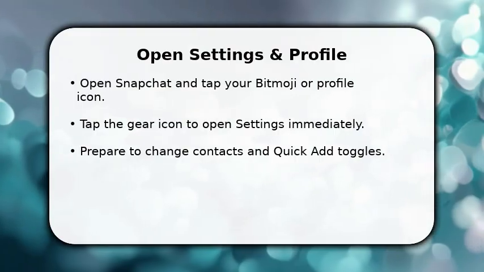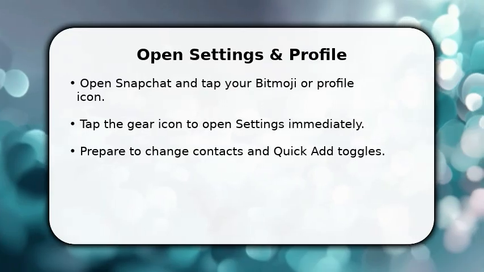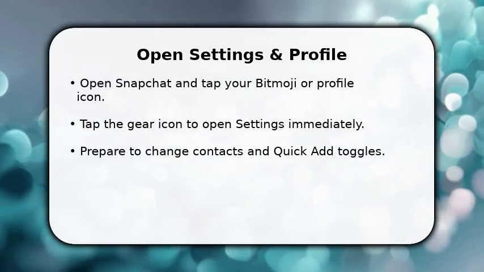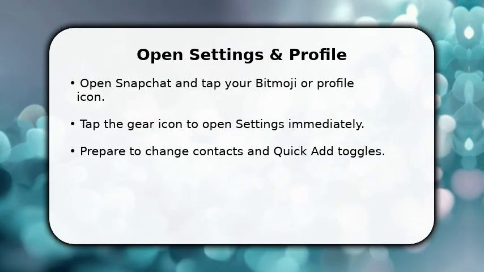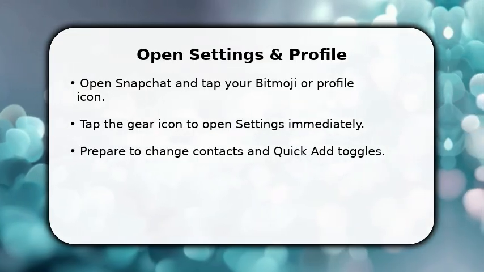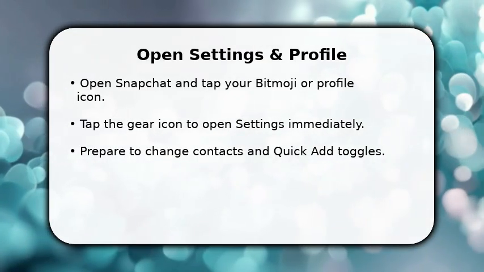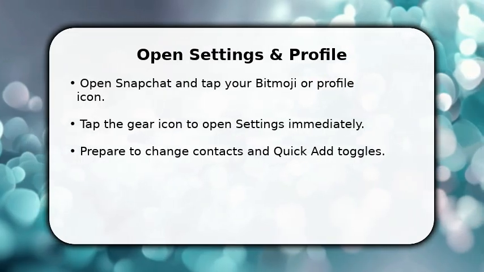You start inside Snapchat. Tap your profile icon, then the gear to open settings. Once in settings, move straight to privacy controls and contact syncing. You do this because Quick Add and Contact Sync are the two places Snapchat uses to surface friends.